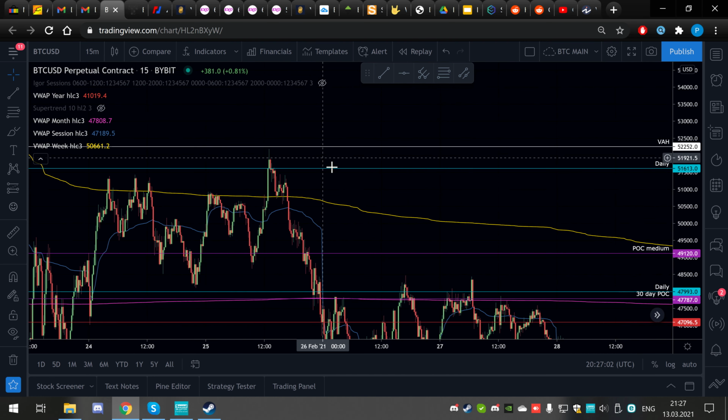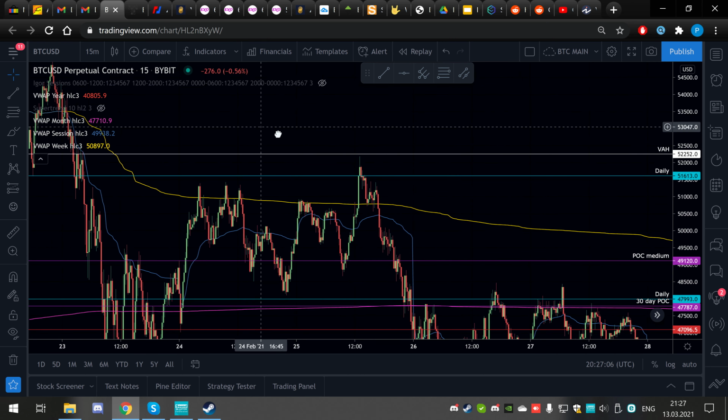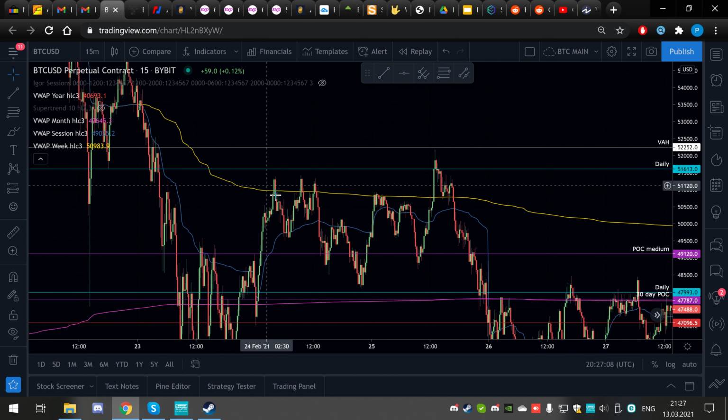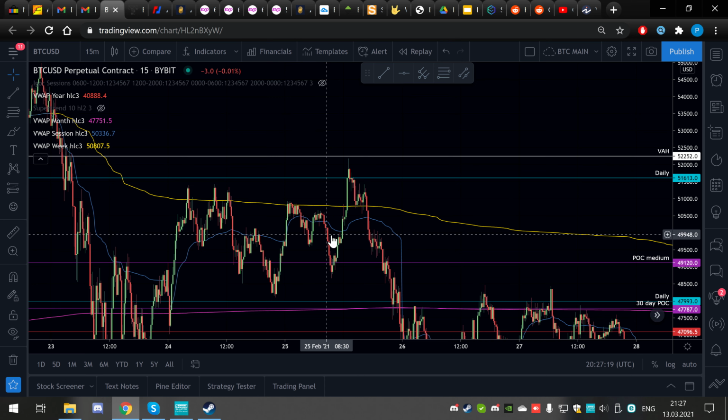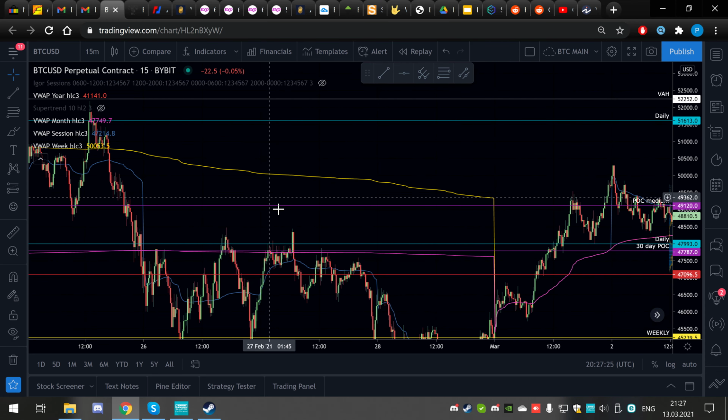Okay, we went far away. This is February. Now you see the weekly VWAP was resistance. We went just above, but then we went down. You can see here, this was deviation. It was just taking stops and maybe taking some resistance. We went down anyway.